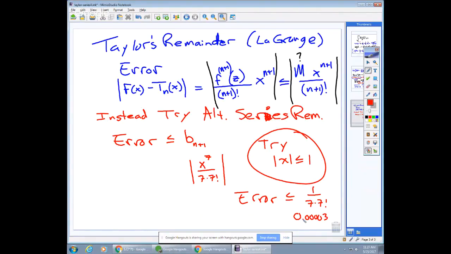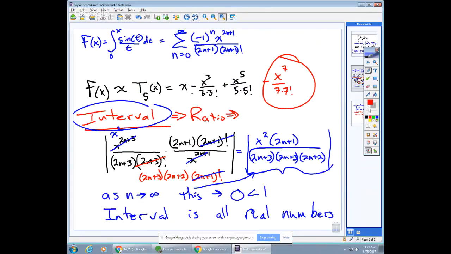Now this is the worst case scenario. That's my error at the endpoints. Another thing to remind myself is, did I have a center of 0 this whole time? Double check. Yep, I have powers of x, so the center is 0. Make sure we're centered in the right spot.